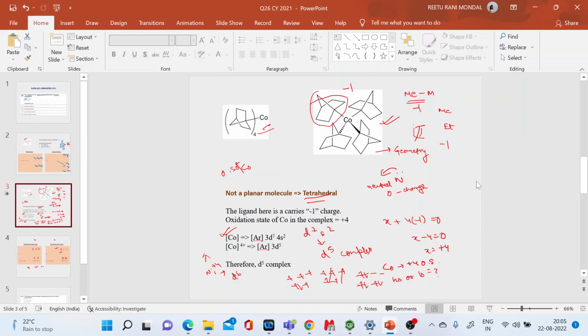We judge on the basis of that only. For all these halides, they carry a charge of -1. But NH3, water, or anything which has a lone pair, even an alkene or an alkyne, anything like that will be a neutral charge ligand. Okay.